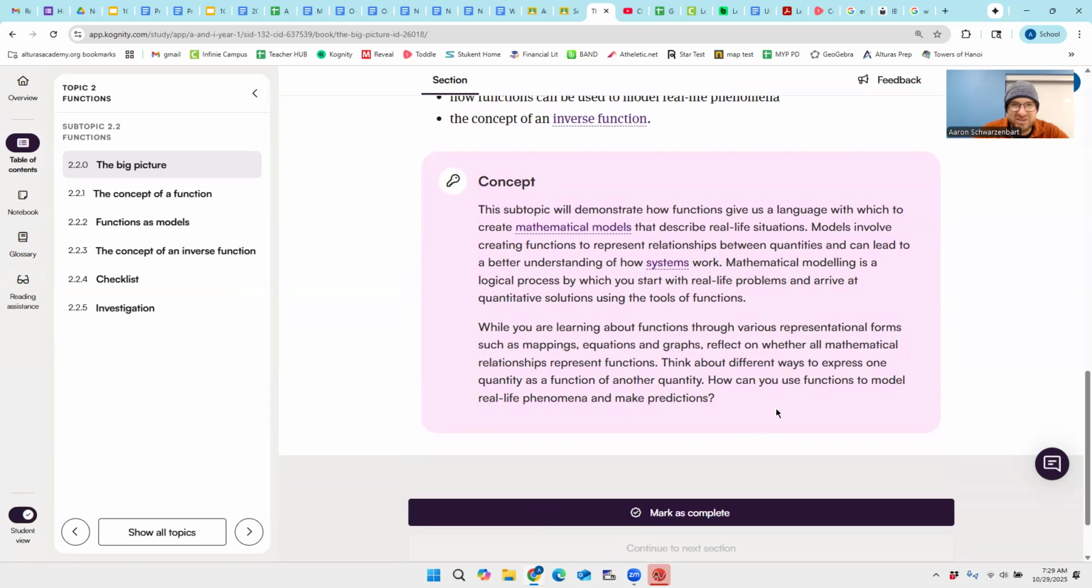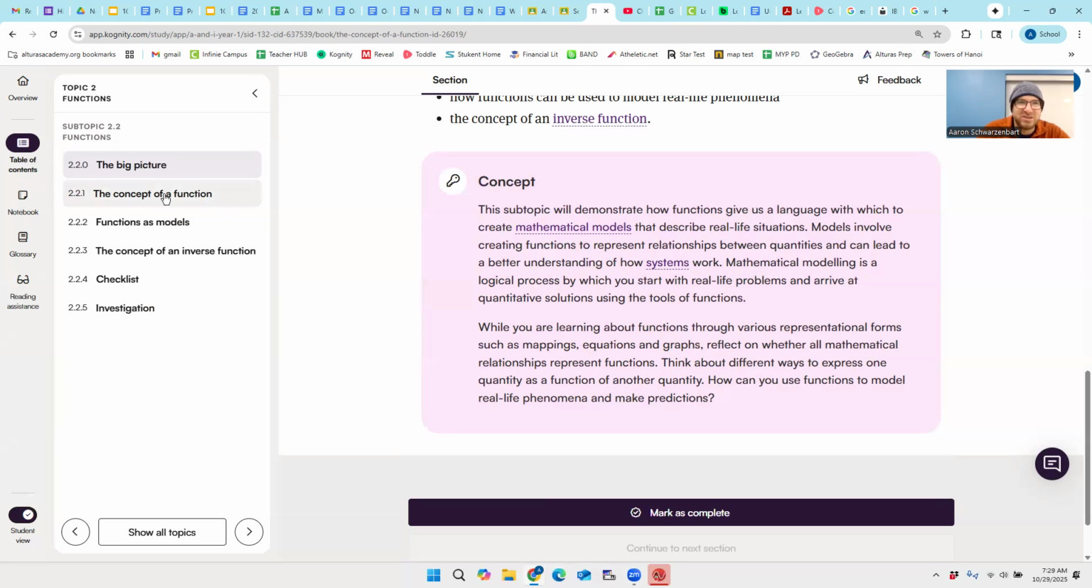While you are learning about functions through various representational forms such as mapping, equations, graphs, reflect on whether all mathematical relationships represent functions. Hint, the answer is no. Think about different ways to express one quantity as a function of another. How could you use functions to model real-life phenomena and make predictions?